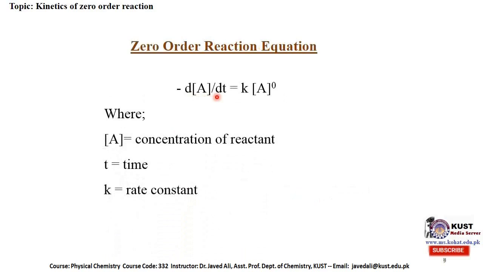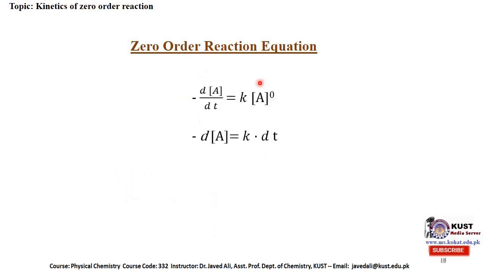So this is the differential equation for zero order reaction: minus dA divided by dt is equal to Ka power naught, where A is concentration of reactant, t is time, while K is rate constant. We can simplify this equation because we know A power naught is equal to 1, and we can shift dt to the other side. So now the equation is minus dA is equal to K dt, and A power naught is equal to 1.